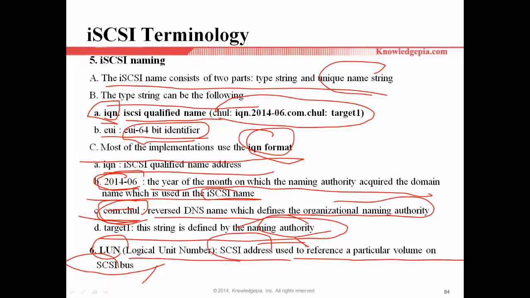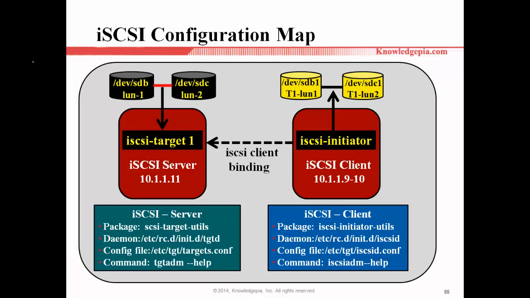In my case here, as a LUN, I will use the two hard disks, /dev/sdb and /dev/sdc. Okay, iSCSI configuration map. So here, in this video, I will use this kind of map. First, the iSCSI server has this IP 10.1.1.11, and there are two iSCSI clients with these IP addresses, 10.1.1.9 and 10.1.1.10. And normally here, I will create one target name. So the target name will be target1.